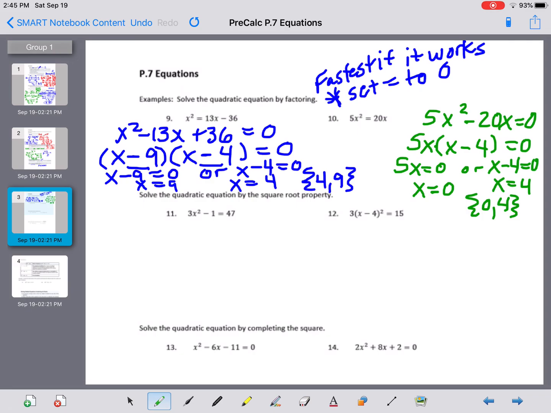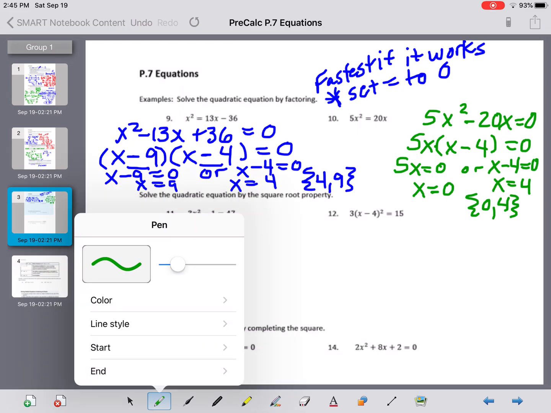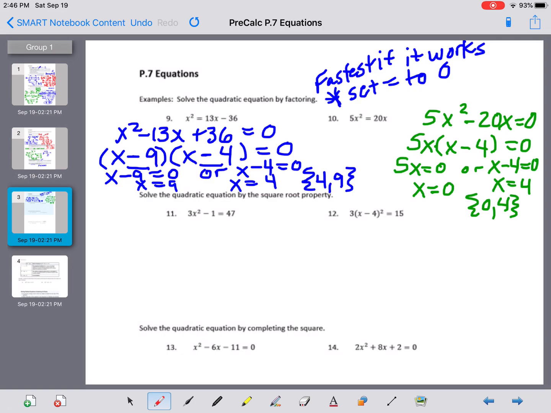Okay, so let's move to the next method, which is the square root property, which says take the square root of both sides. This is the most successful if there is no x term. And I say x because that's our most popular variable, but basically if there's no single term with a degree of 1, that's when this is the most successful. So I get 3x squared minus 1 equals 48. I don't see an x term.